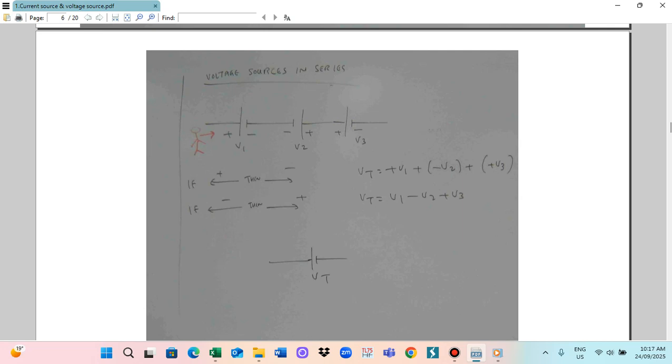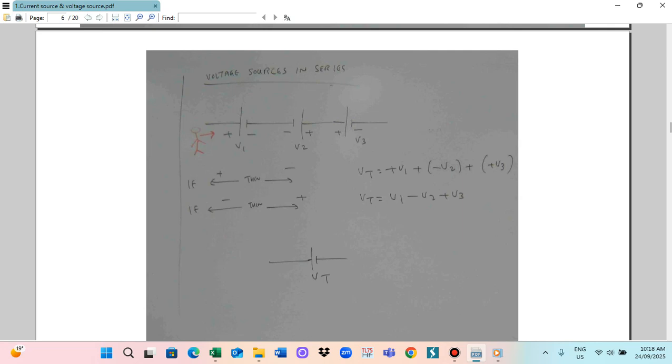And similarly, we can also calculate voltage sources in series. So this is the voltage source V1, and this is V2, and V3. So this is positive, negative, negative, positive, positive, negative. You can take any direction. If you take this direction as positive, this one will be negative. If this direction is negative, this one will be positive.